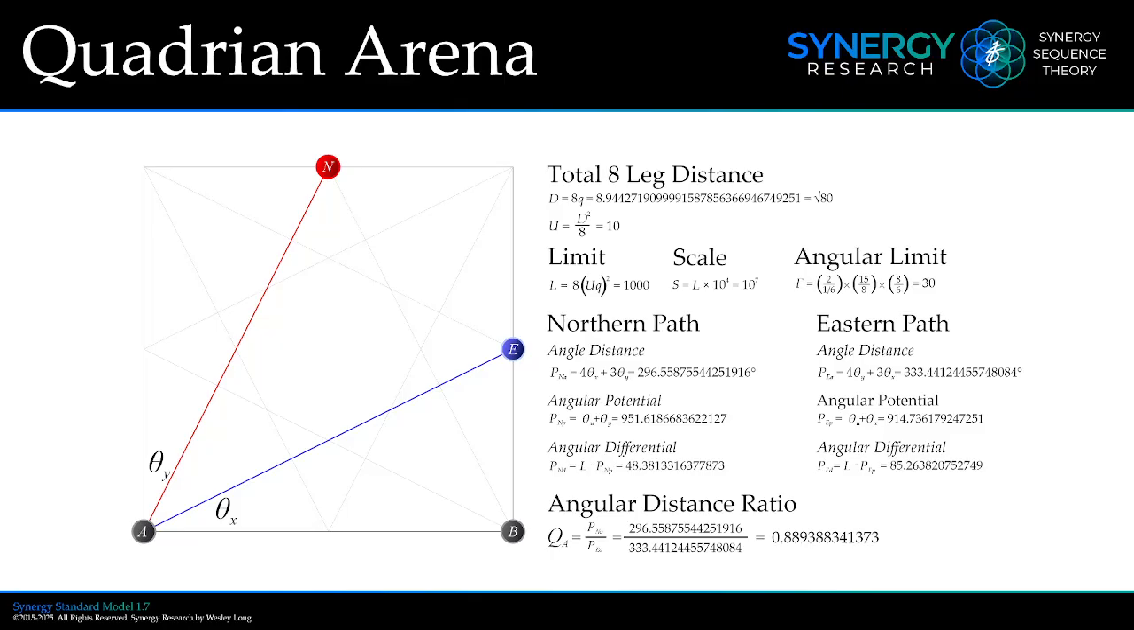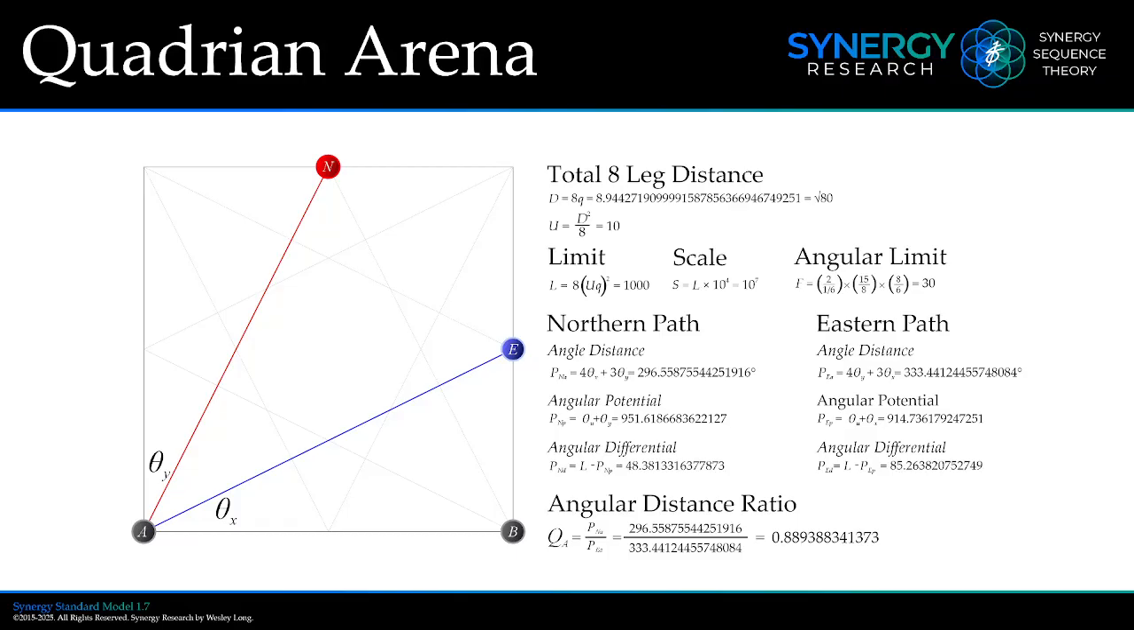This leads to the angular differential, the difference between each path's total potential and the maximum limit. North deviates by about 48.38, east by a wider margin, 85.26. These numbers aren't noise. They represent leftover turning, or what might be seen as residual spin, unbalanced symmetry, or even field tension. Finally, at the bottom, the angular distance ratio.